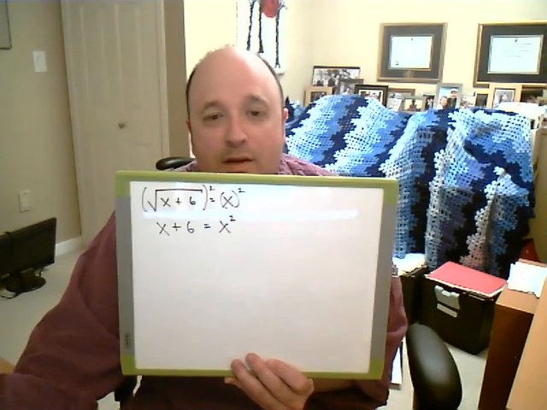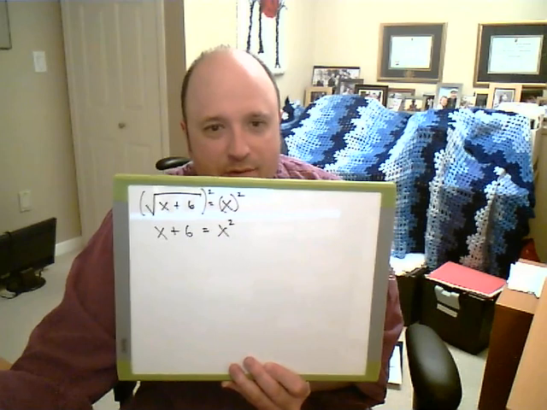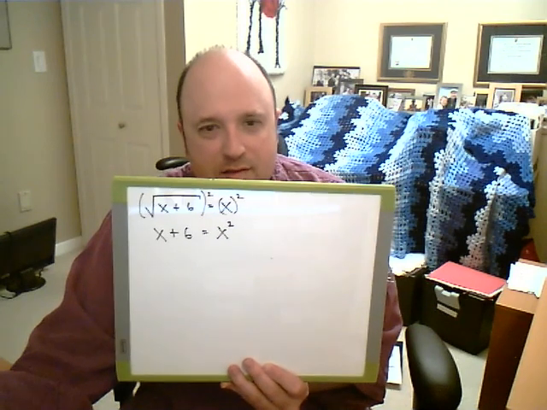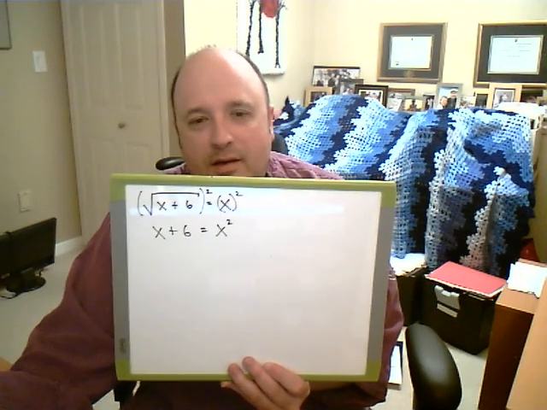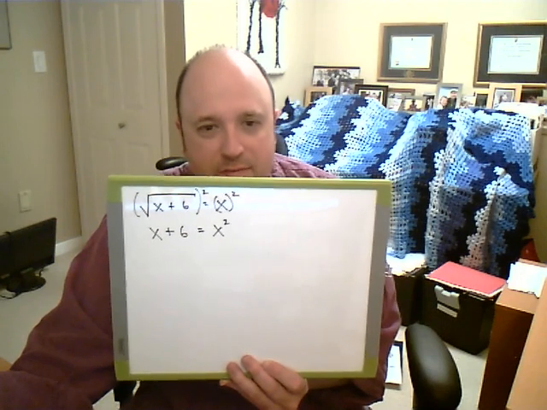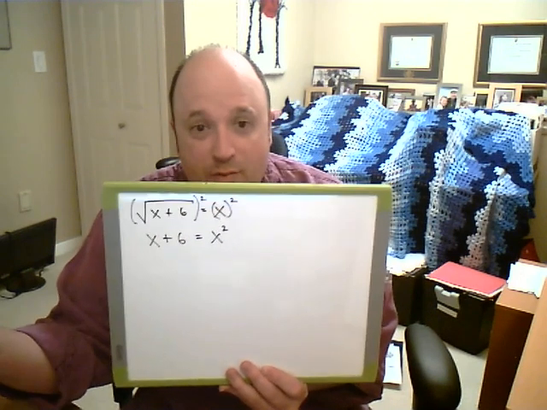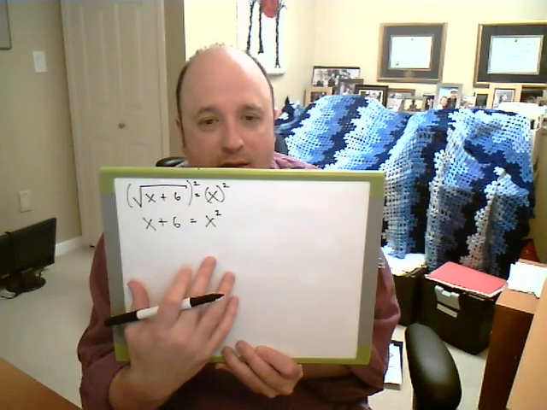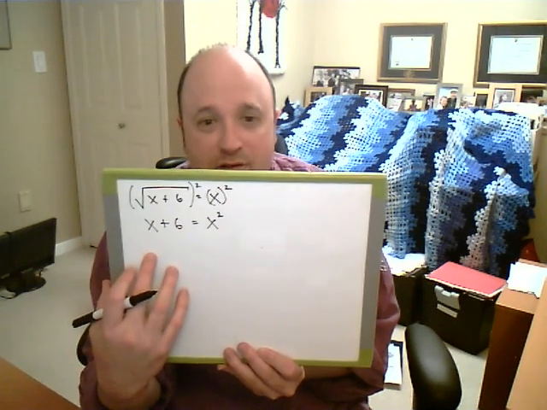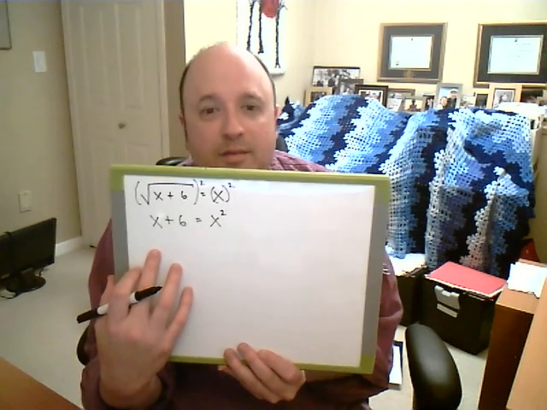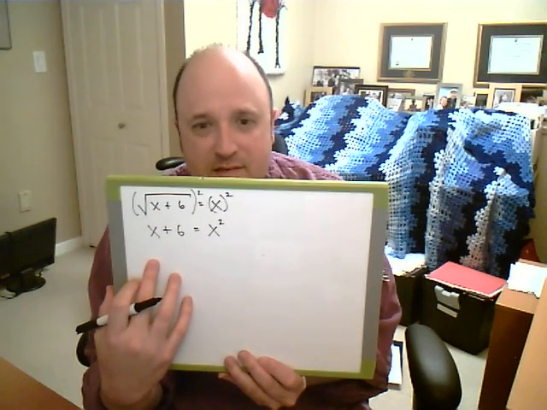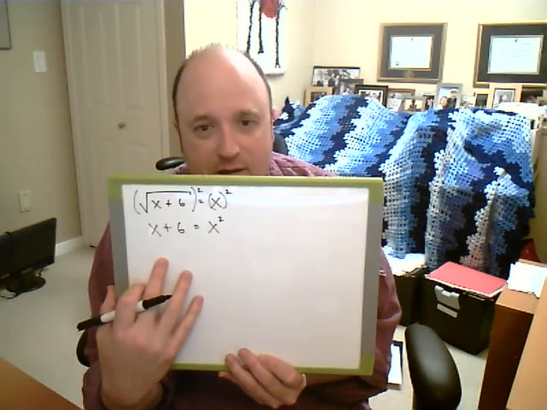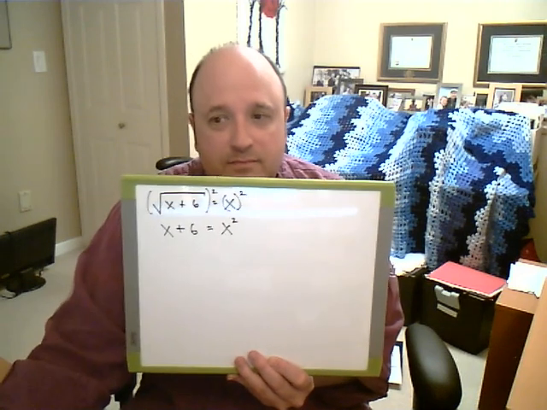So I square both sides, right? That's how you get rid of the square root symbol. So I square both sides, and I get x plus 6 equals x squared. And that, if you recall, is a quadratic equation. We have an x squared over here, and we have an x over there. Those are unlike terms. We can't gather them. Then remember, we have to do the factoring business. So let's go ahead and finish solving that.